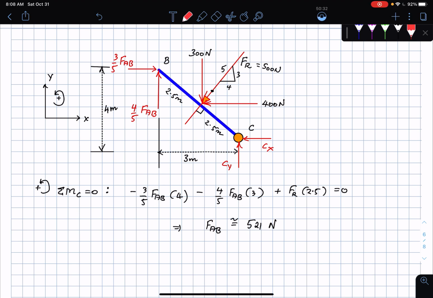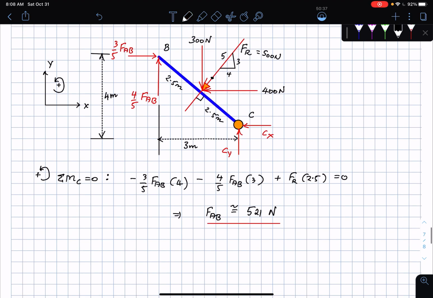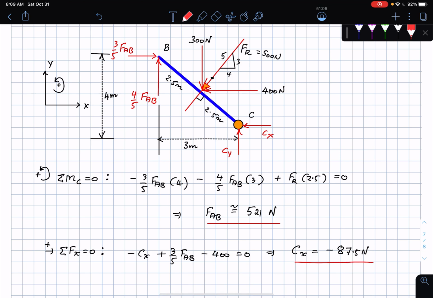So we have found FAB. That's beautiful. Once I find FAB, then CX and CY can be found. Sum of forces in the X direction is equal to 0. That tells me minus CX plus 3/5 FAB minus 400 is equal to 0. So I end up getting CX to be minus 87.5 newtons. That's the value of CX for me. Let me just underline this here.